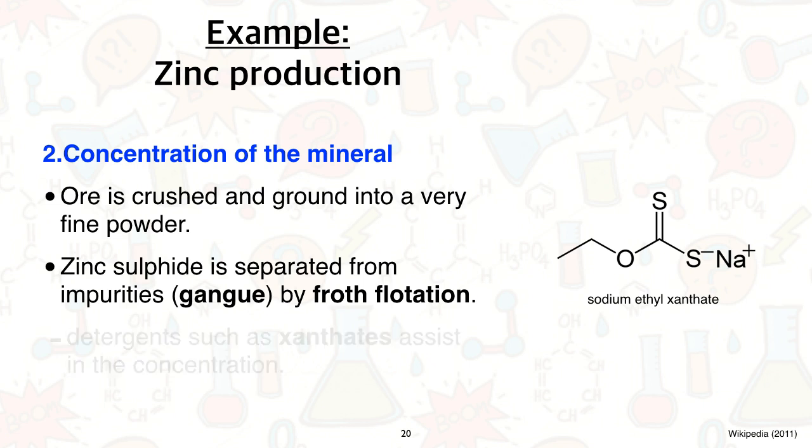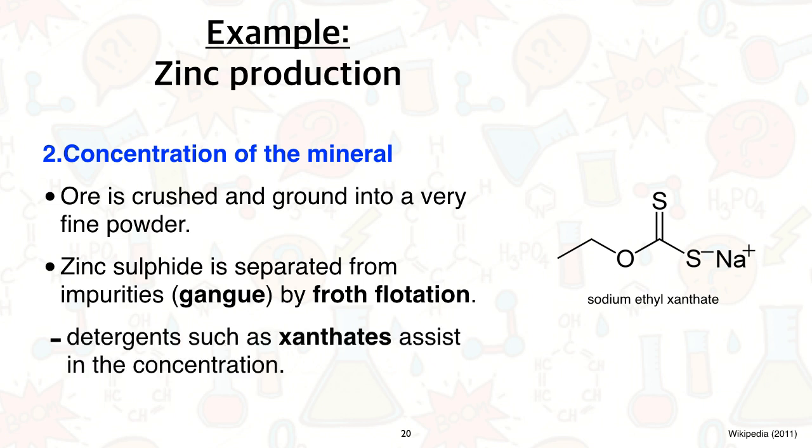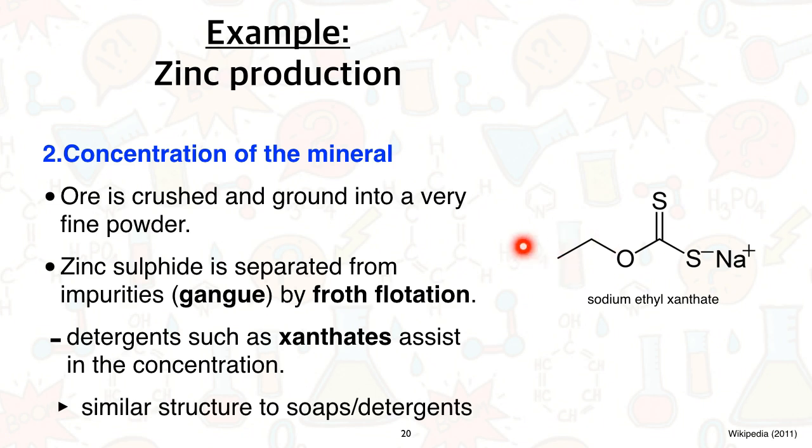So we use detergents. We call them xanthates, and these work in pretty much the same way as soaps and detergents. Because if we have a look here, we can see we've essentially got a non-polar component here, and then we've got an ionic head, so to speak. So non-polar, polar/ionic. And that's going to help facilitate the mixing of polar and non-polar things, which we'll see in a moment.